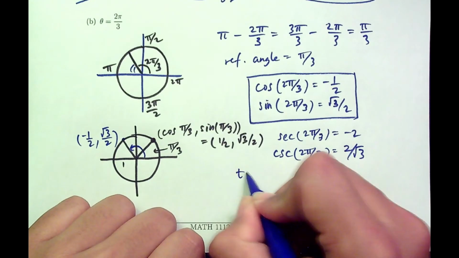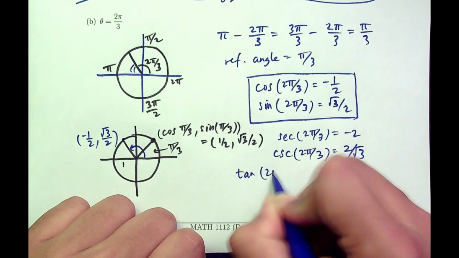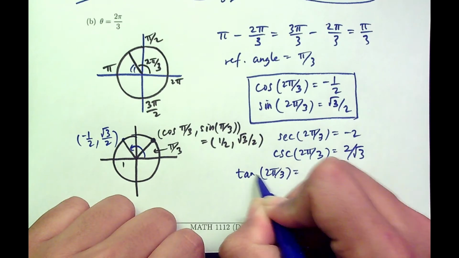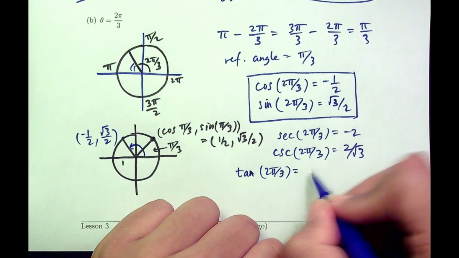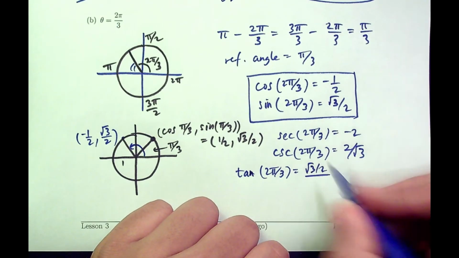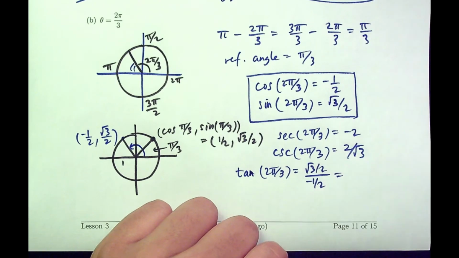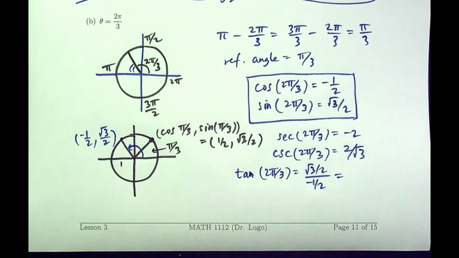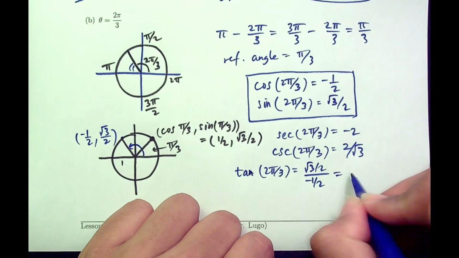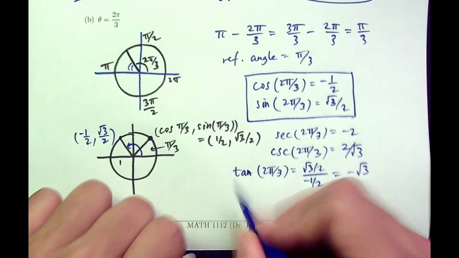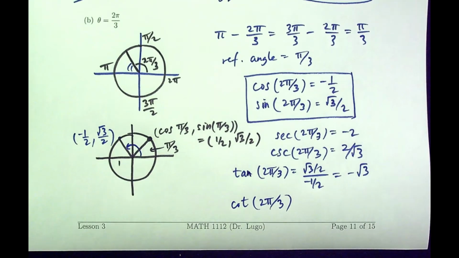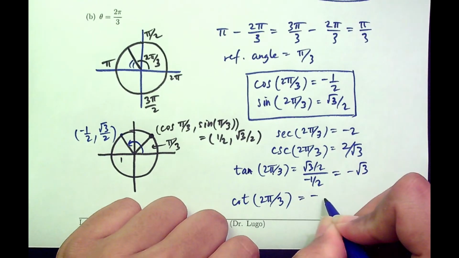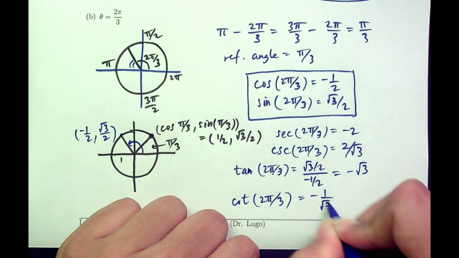And the last two, tangent. Tangent of 2 pi over 3. Tangent is sine over cosine. So really, sine over cosine should be square root of 3 over 2, all that over -1/2. And then you simplify that, and that gives you negative square root of 3. And lastly, cotangent of 2 pi over 3 is the reciprocal of this, which is -1 over square root of 3.